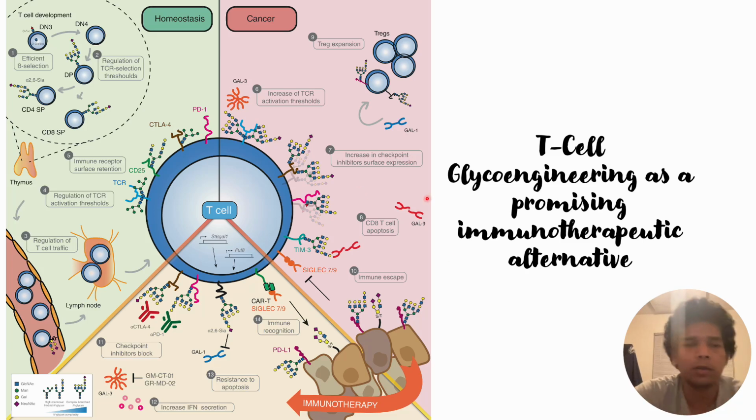Today we will discuss how glycans play a role in the immune response in the normal state, that is, in homeostasis, and how the alteration of these glycans on the immune cells will cause immunosuppression in the cancerous state. So let us start with homeostasis. So this is T cell development.